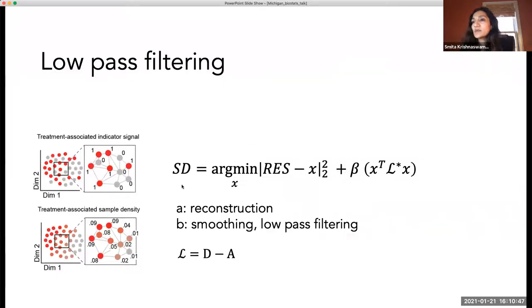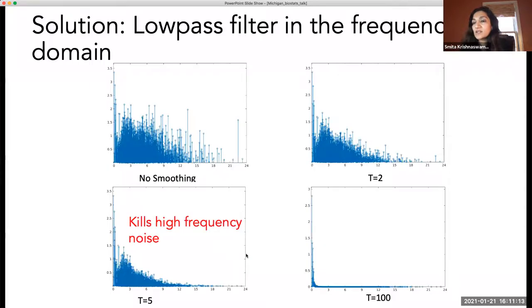So in order to come up with a low-pass filtering system like this, we set up an optimization where what you actually want is a new signal that's a smoothed or averaged version of the old signal, and you want it to respect the old signal too. So this part is a reconstruction, and this part is a Laplacian smoothing regularization, and the Laplacian is the degree minus the adjacency or the Markov affinity matrix.